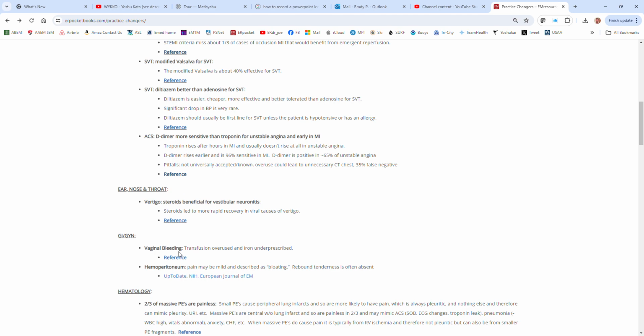OB-GYN, transfusions overused for vaginal bleeding. Hemoperitoneum. So we're taught that hemoperitoneum causes rebound and severe abdominal pain. That's not always the case. I've had a number of patients, in my experience maybe a third, if not more, that just feel bloated.